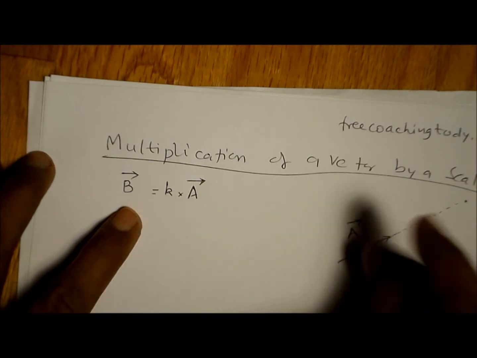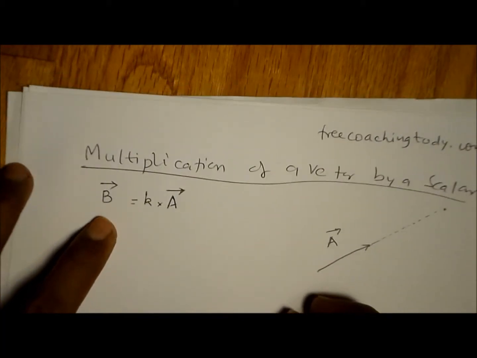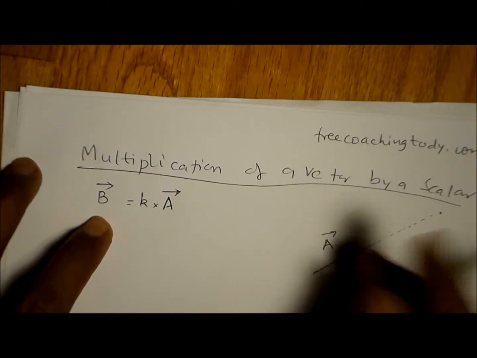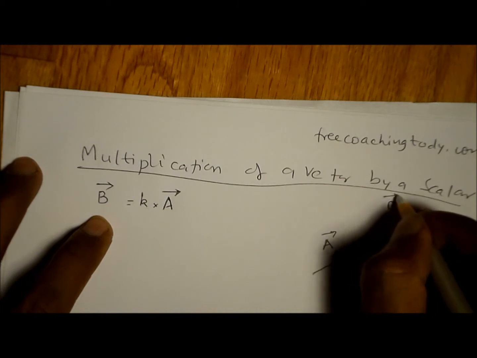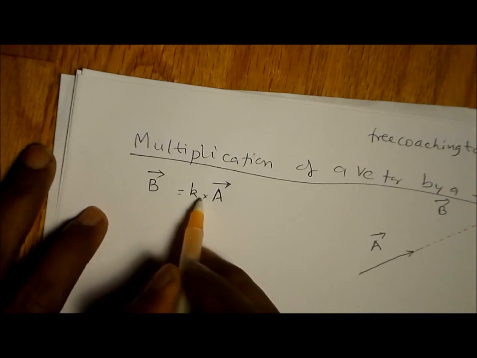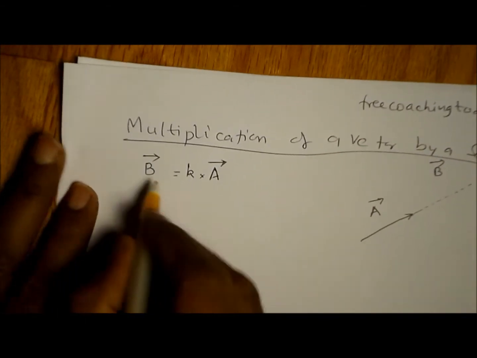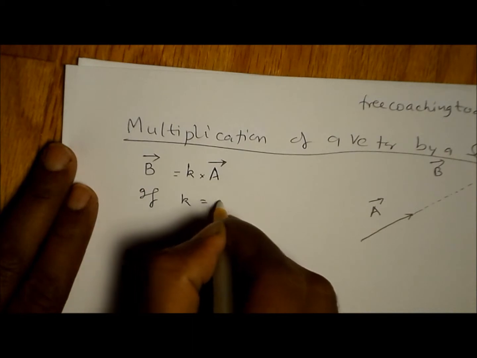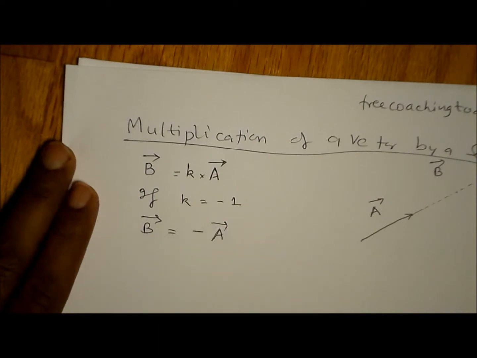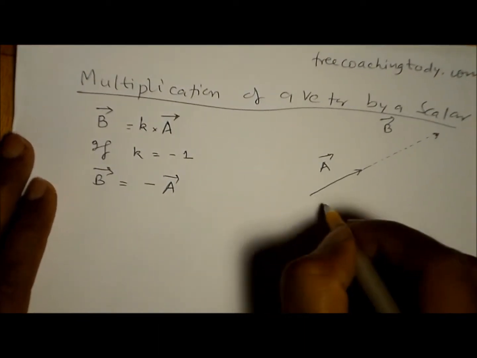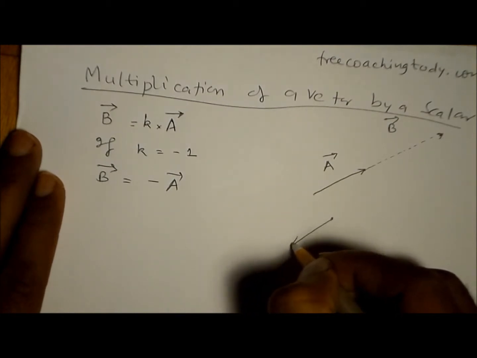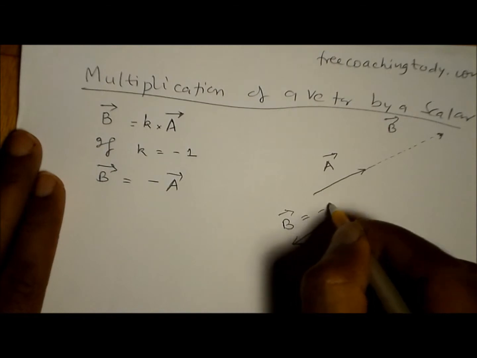For example, if k is 2, it will be twice as big. If k is 3, it will be thrice as big. If k is 0.5, it will be half as big. So vector B is a vector which has the same direction as vector A and whose magnitude is k times that of vector A. Now in particular, if k is equal to -1, then vector B becomes minus A. And what is its physical significance? -1 means vector B will have a direction opposite to that of vector A.